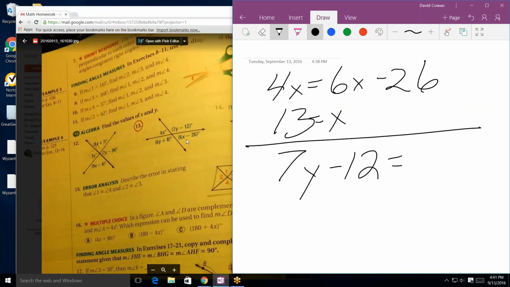I could plug in x and say this upper right angle and the lower right angle add up to 180, and I could substitute 13 for x and solve for y, but I don't think that's the easiest way to do it. There's an easier way. What is true about the angle 7y minus 12 and the angle 6y plus 8?